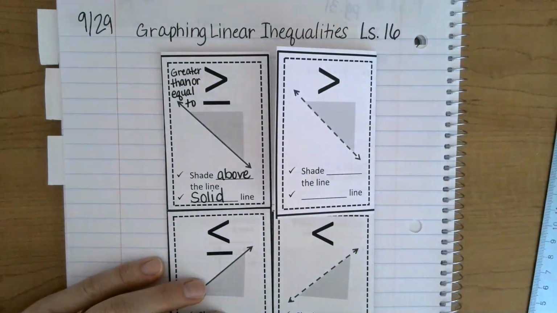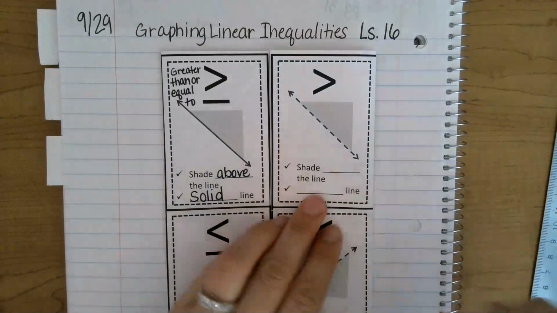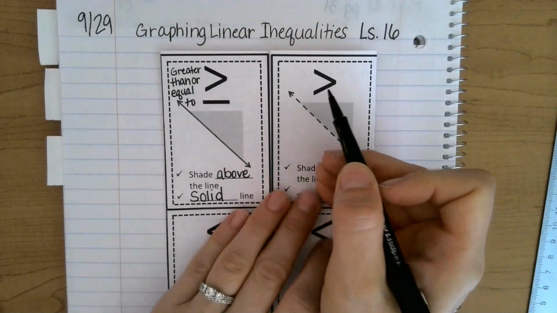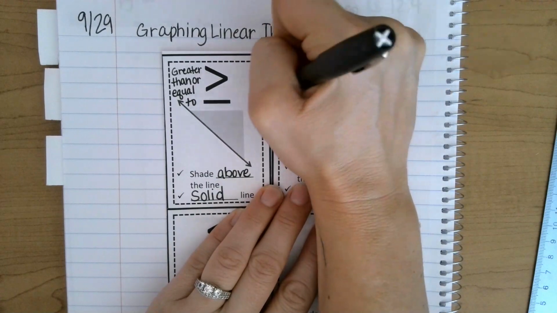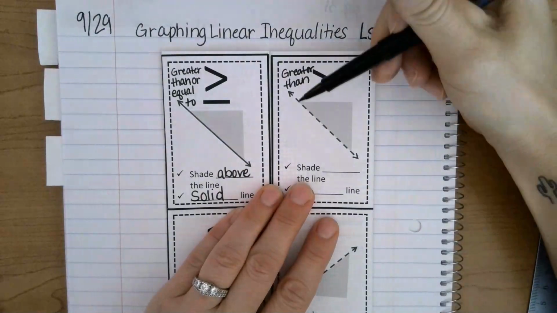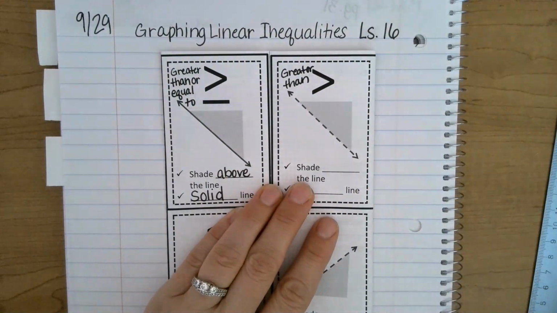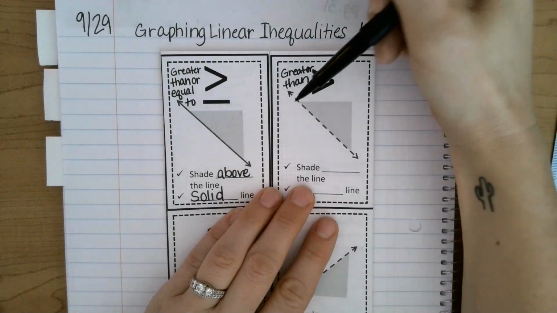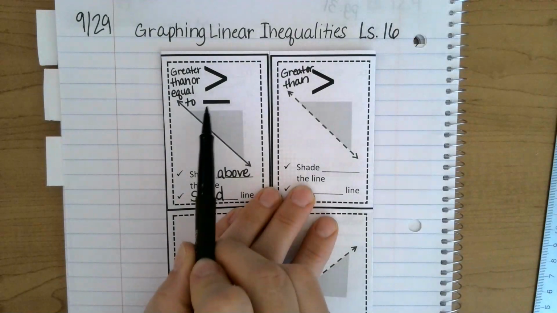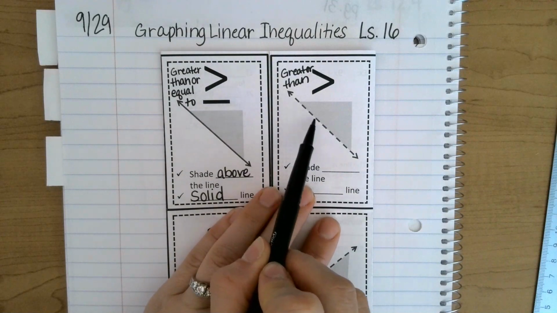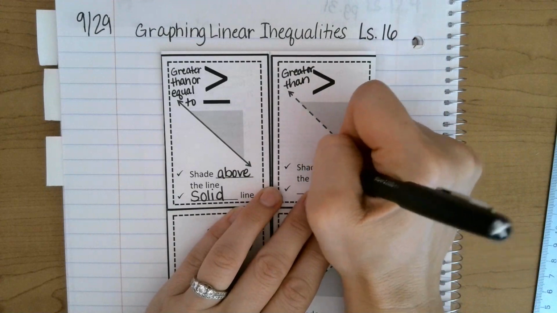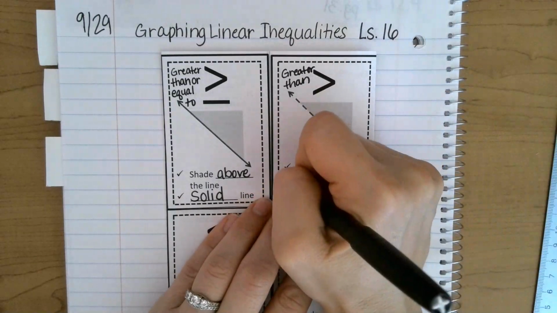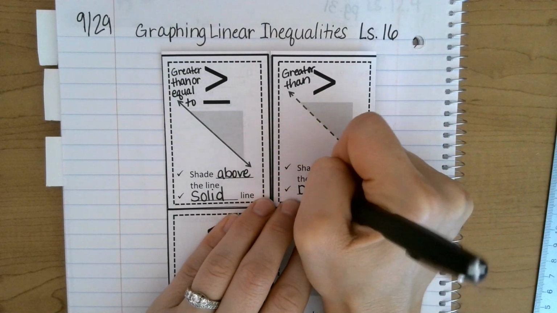All right, then going over here, how do we say this symbol? Just greater than. So notice how this line's different. Now it's dashed, or you could write dotted, whatever wording you like. I'm going to put dashed. So it's a dashed or dotted line because it's just greater than. It doesn't have that "or equal to," so none of the points on the line are part of the solution. So you would shade above still, above the line, and then dashed or dotted line.